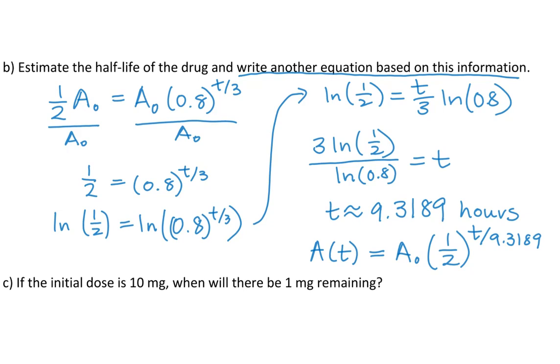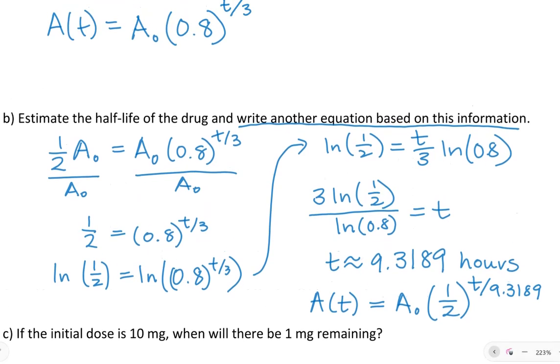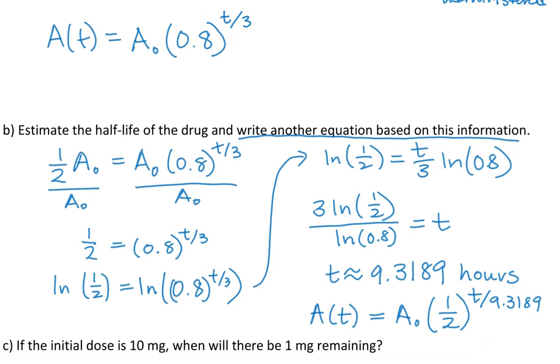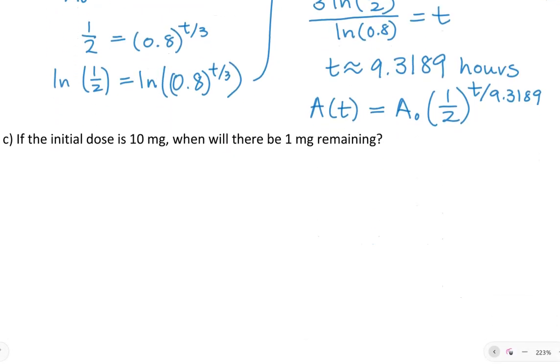Okay, and then last question, if the initial dose is 10 milligrams, when will there be 1 milligram remaining? And we could technically use either formula. Since we weren't told, I would definitely choose the top one because I rounded in the half-life formula. So I'm going back to that A naught times 0.8 to the t over 3.